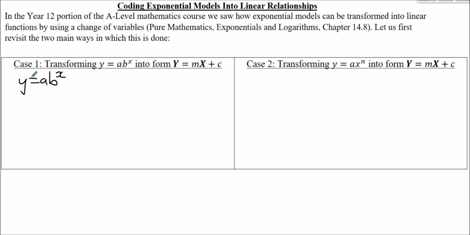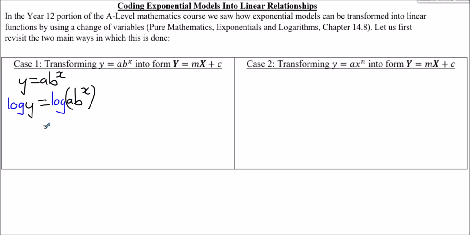So if we take logs of both sides of this equation, we have log of y will equal the log of ab to the x. So this means log a multiplied by b to the x. It's log of all of that. It's a log of a product, where the product was a multiplied by b to the x.